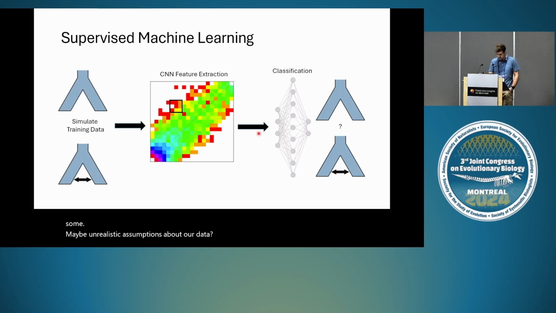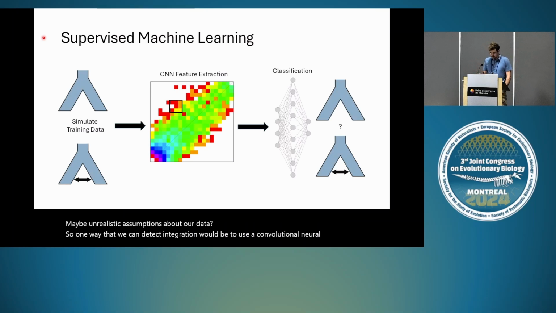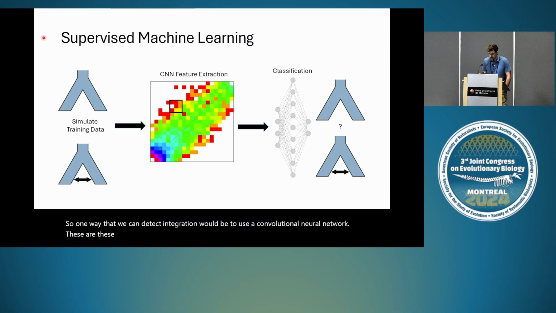One way that we can detect introgression would be to use a convolutional neural network. These form the foundation of a lot of the image recognition algorithms that are out there. This is a supervised method, so it requires that our data have labels, so we need to know if there is or is not introgression, and we need a lot of data. A real data set like that doesn't exist.